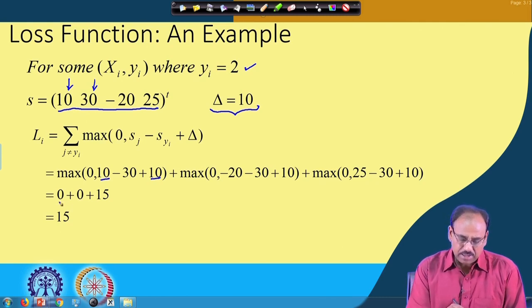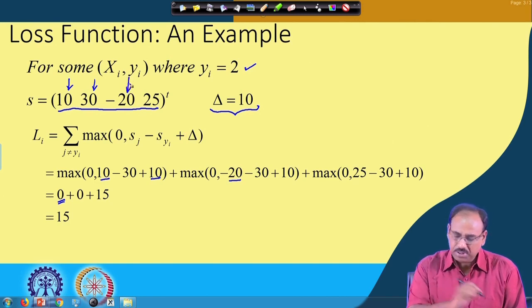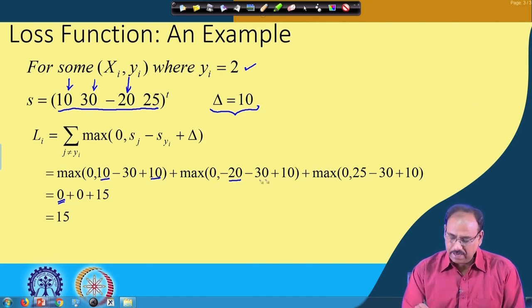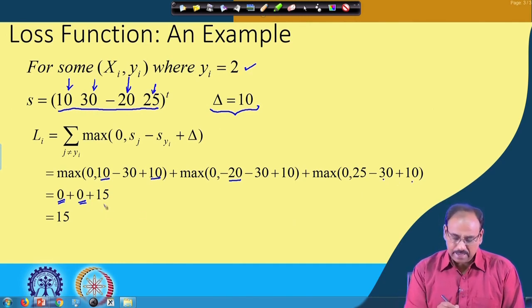So, the corresponding max function gives you an output 0. Similarly, for the second case, it is max of minus 20, which is score function for category 3, minus 30, that is score function for category 2, plus 10. Again, this part becomes negative, so output is 0. And for the other one, the score function is 25, which is the score function for category 4. So, it is 25 minus 30 plus 10, and that gives you an output 15. So, as a result, L2 is equal to 15.